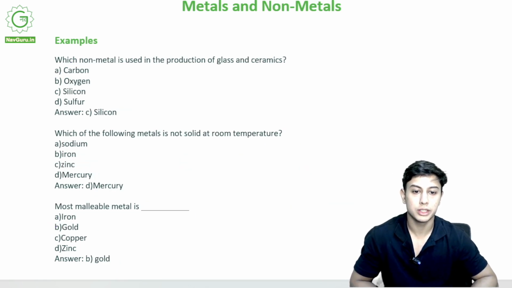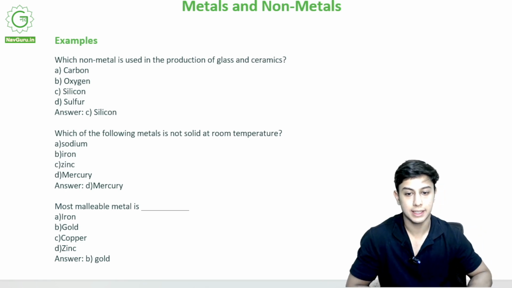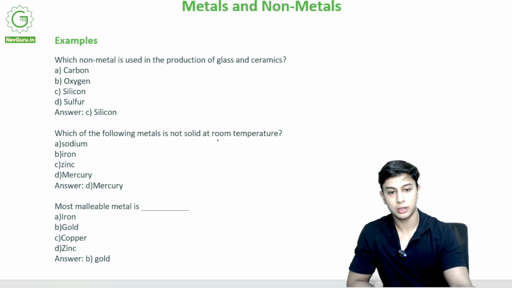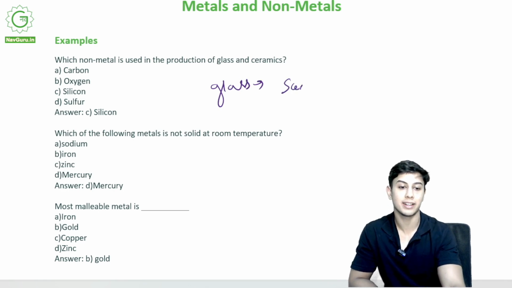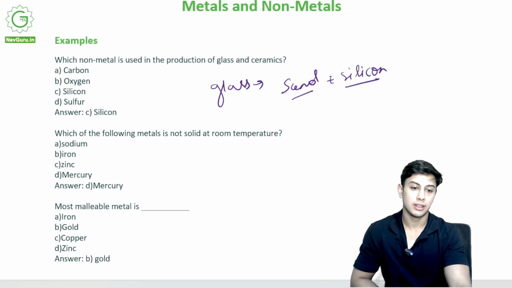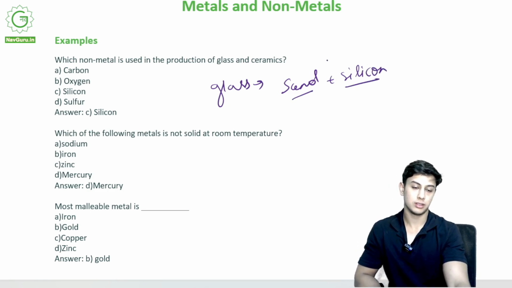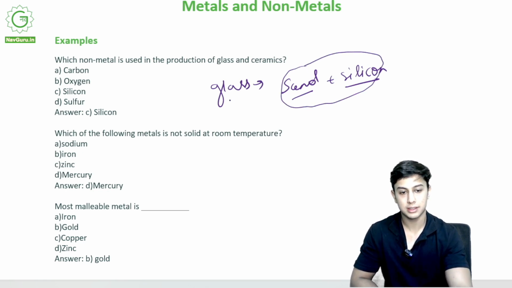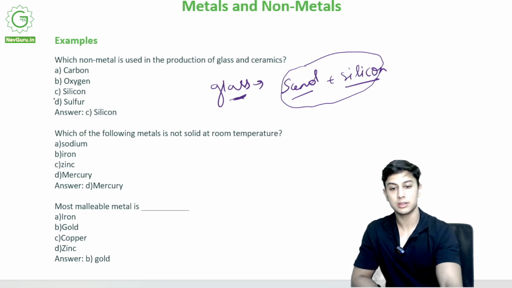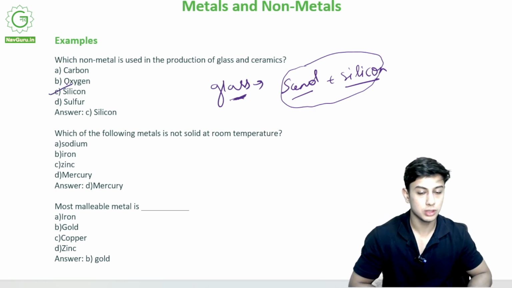Which non-metal is used in the production of glass and ceramics? You know the composition of glass that we see. What if I tell you it has sand in it? Sand plus silicon. If I heat this to a very high level, it will become glass. Imagine. So silicon is used in glass.